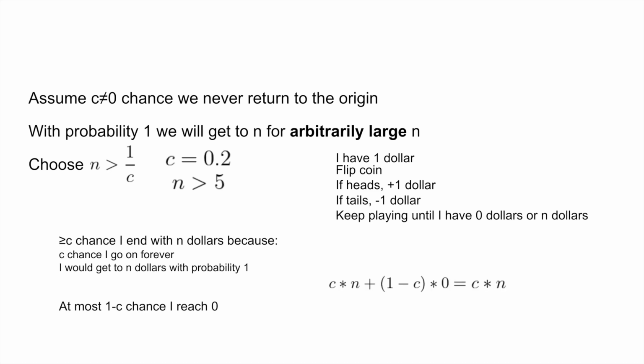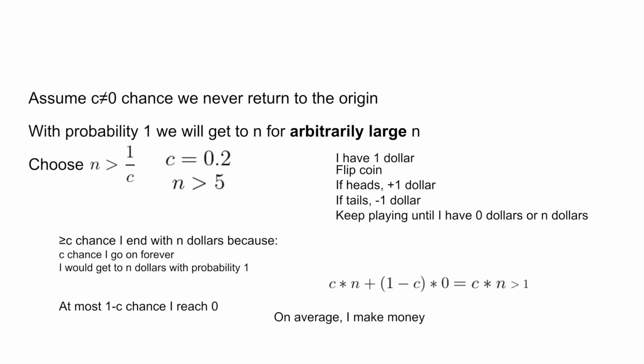And again, this is just a lower bound. It could be larger. There could be a higher chance that I do end up going to n. But we know it's at least c times n. And since n is greater than 1 over c, this means that c times n is greater than 1. Which means that, on average, I will walk away with over $1, which is more than I started with.